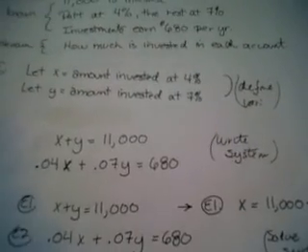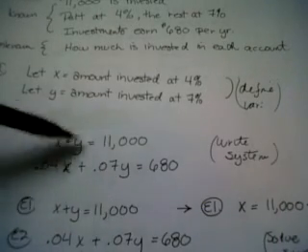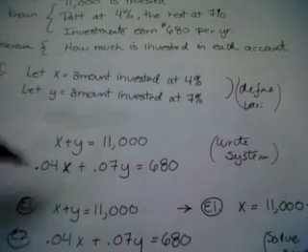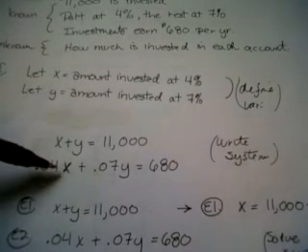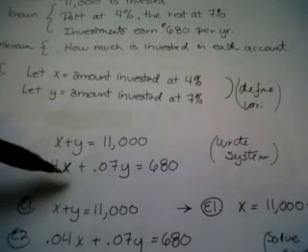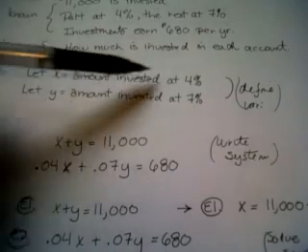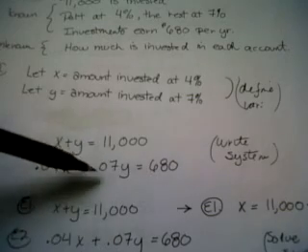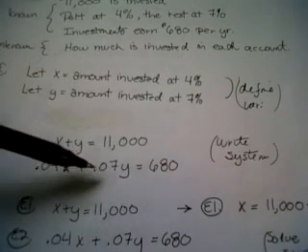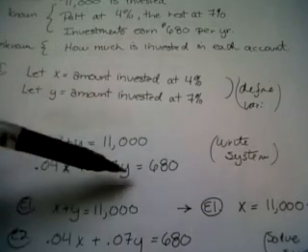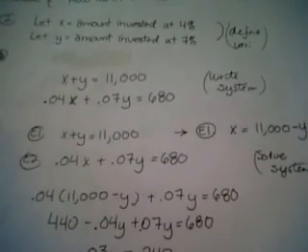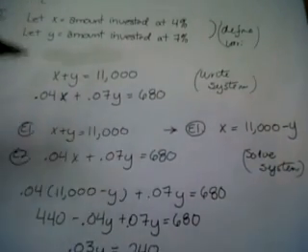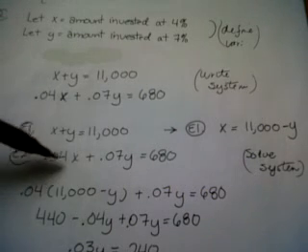So the way I show that, defining my variables, x plus y is $11,000. Well, 4% interest, when I have 4%, that means 0.04 as a decimal. So 0.04 times x, that's the amount I invested at 4% was x, plus 0.07, that's 7% is 0.07 in a decimal, y equals $680. So now I have my two equations. Here are my two equations. I'm going to solve them.